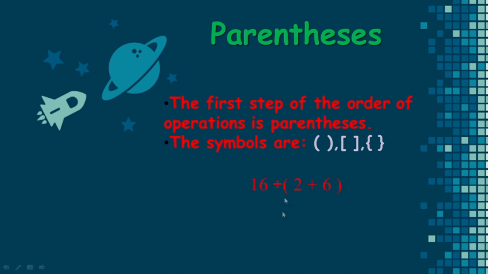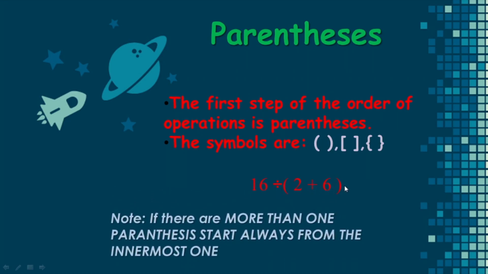Here we have the following example. This is the parentheses beside the number. But note, if there is more than one parenthesis, always start from the innermost one. And if there are two parentheses, one on the left and one on the right, you have to start from the left, as we said.